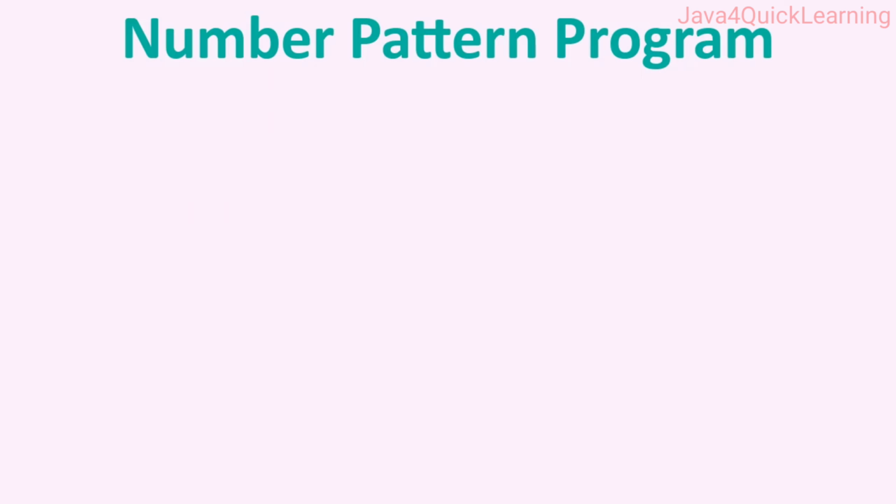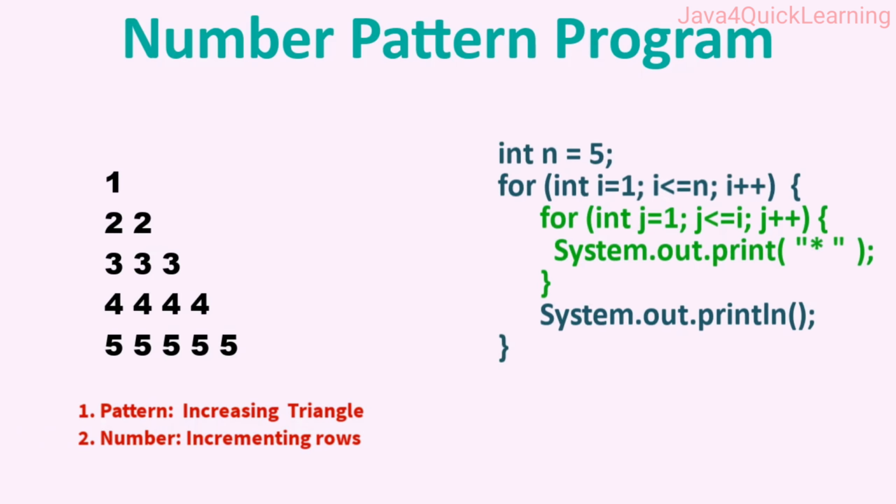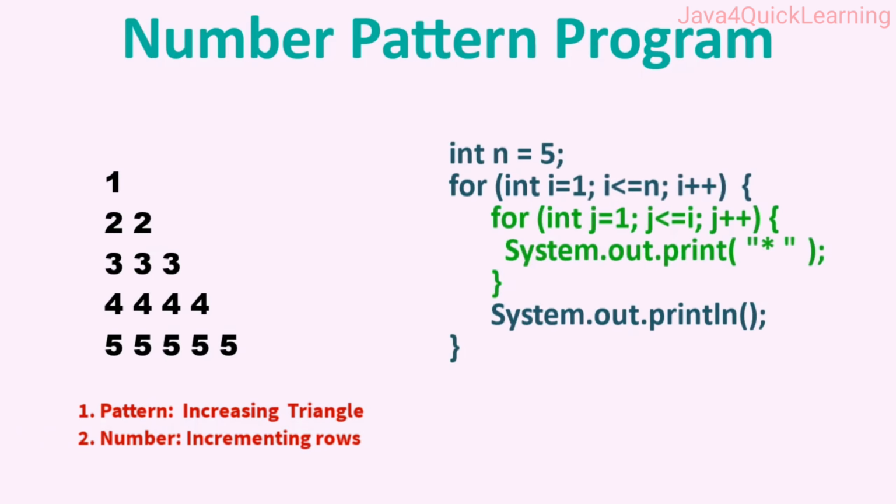Again, to solve this, we break it into two parts, pattern and numbers. You know this is an increasing triangle pattern, so you can immediately recall the code which displays increasing triangle pattern with star. Increasing triangle has outer loop from 1 to n and inner loop from 1 to i. Now that we have the pattern sorted, we will focus on the numbers inside it.